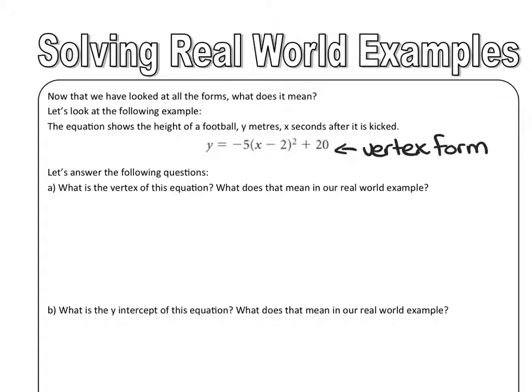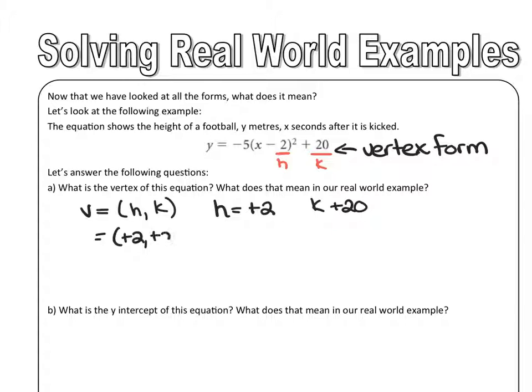So what is the vertex of this equation? If you remember from our vertex form, this is h and this is k. And in the lesson, we learned that the vertex is the value of h and the value of k. So if we look at this, h is, in this case, positive 2, and k is positive 20. So right from the equation, we already know where the vertex is. It's at positive 2 and positive 20.